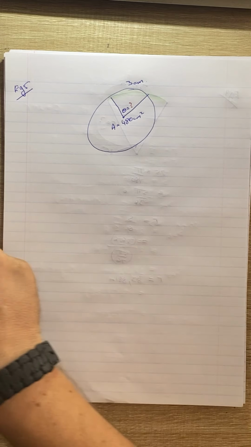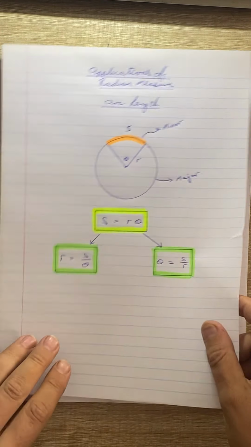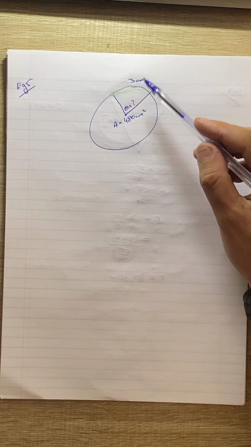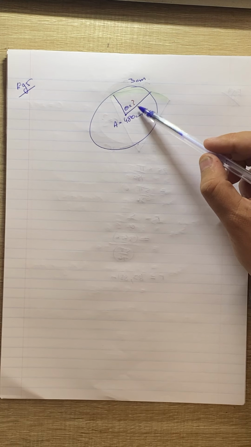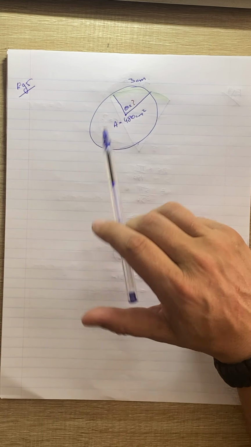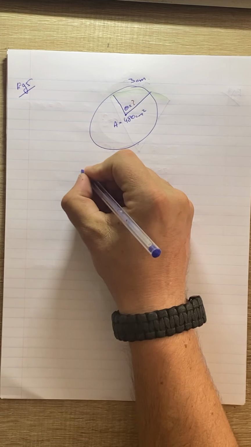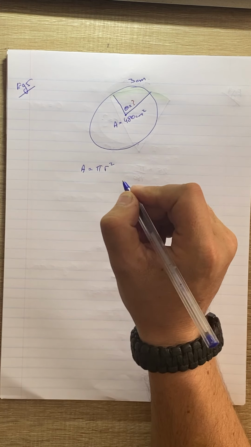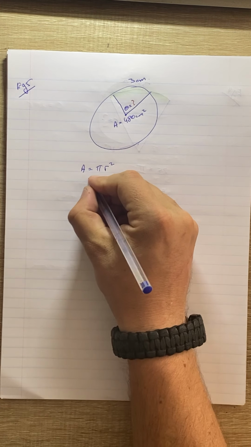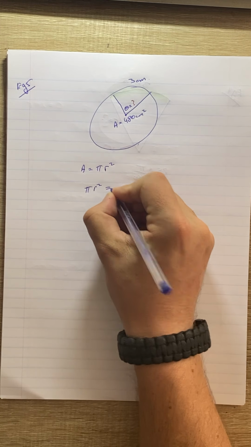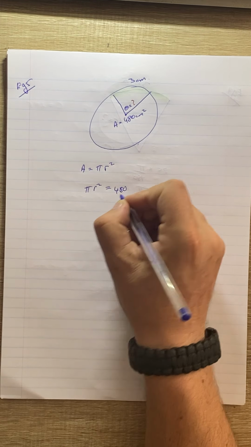Okay, now in order to work out theta, if we go back to our formulas, theta is equal to S over R. So we know what our S is. They told us it's 3 centimeters. All we need to do is figure out what our R is first. And I'm going to use this area bit to help us with that. So I know that area is equal to pi r squared. Okay, now that pi r squared is equal to 480.